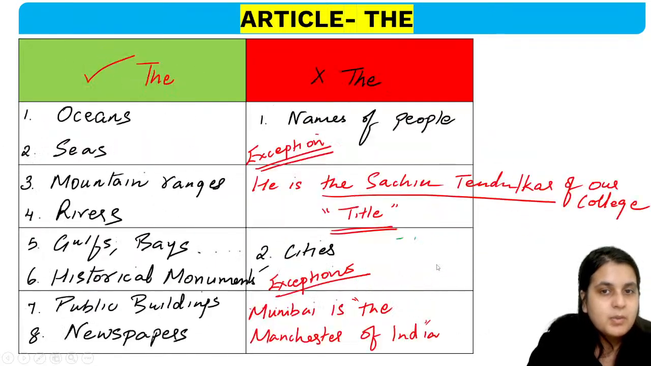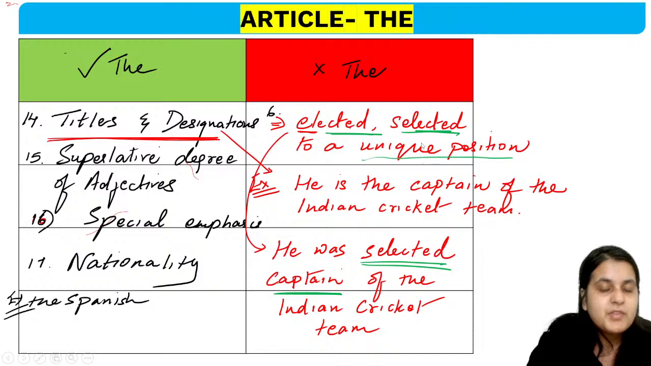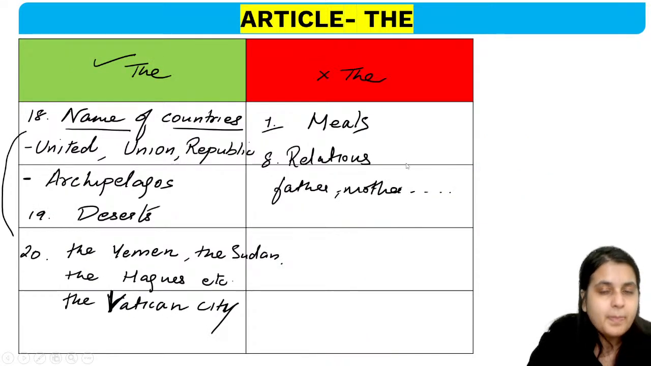Okay, then we do not use "the" before names of people unless you're referring to it as a title. You do not use "the" before names of cities, again, unless you're referring to it as a title. You do not use "the" before sports, material nouns or abstract nouns unless you're referring to a specific or a special emphasis. Before elected, selected to a unique position, you do not use "the". Names of meals: I had lunch, I had dinner. You don't use it before relations like father, mother, uncle and aunt.